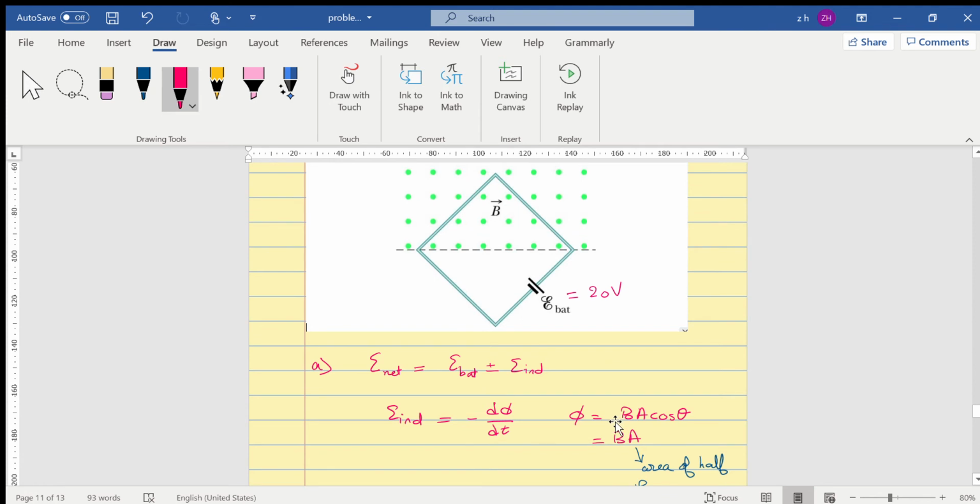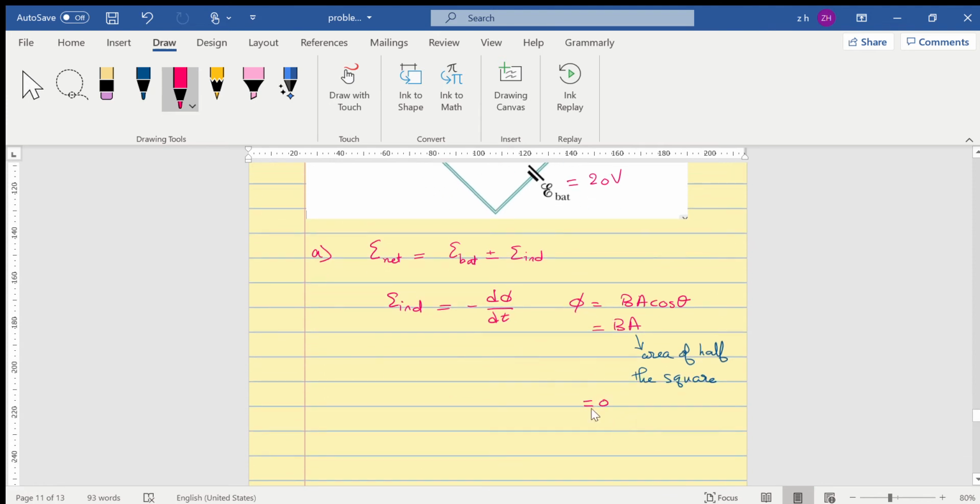Okay, our expression of the magnetic field is 0.042 minus 0.87 T. And the area is the area of half the square, which is going to be L squared over 2, where L is the length of one side. So this is going to be L squared over 2. This is our expression of phi. And now we can get E induced by just finding the derivative of this expression with respect to time.